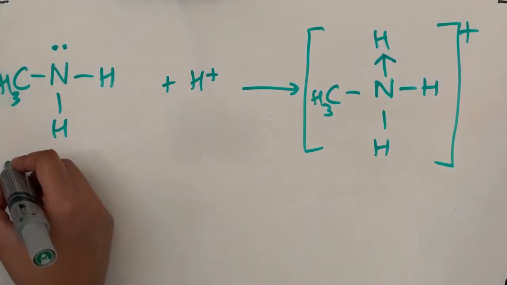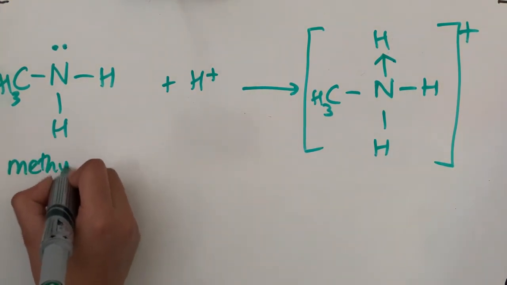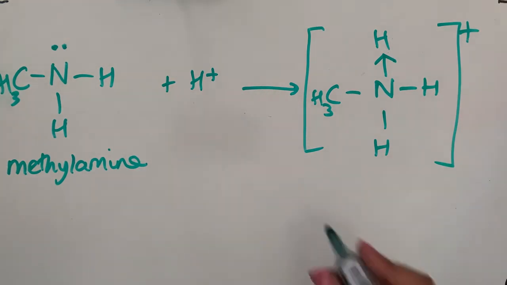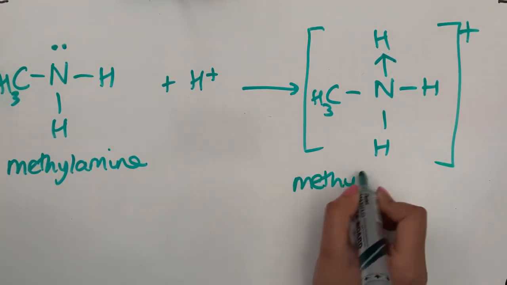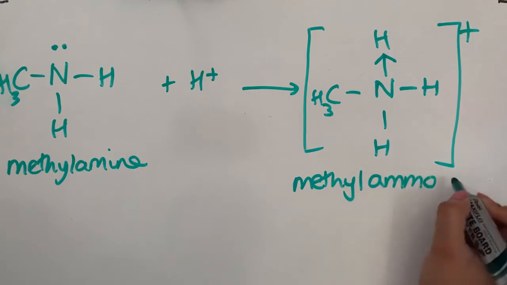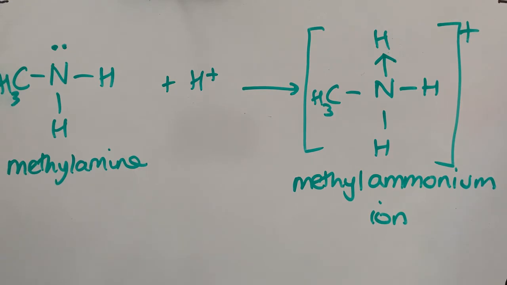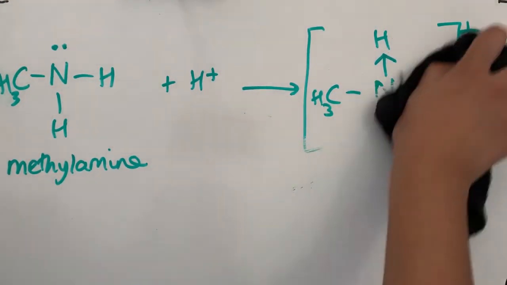This over here is called methylamine, and this over here is called a methyl ammonium ion. So amines can act as proton acceptors because they are bases. They have a lone pair of electrons to donate. Because they are bases, that means they can react with acids to form salts.